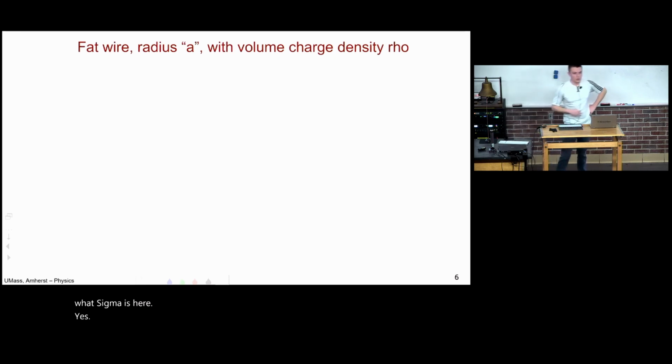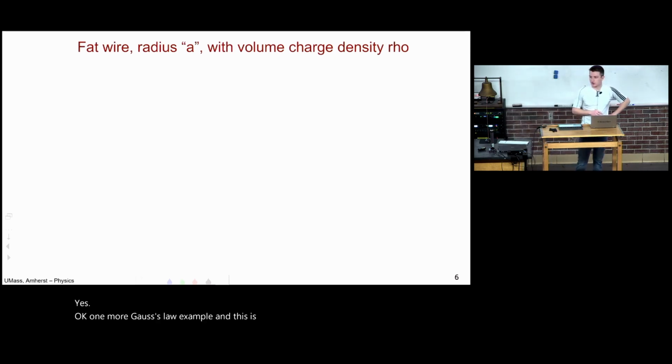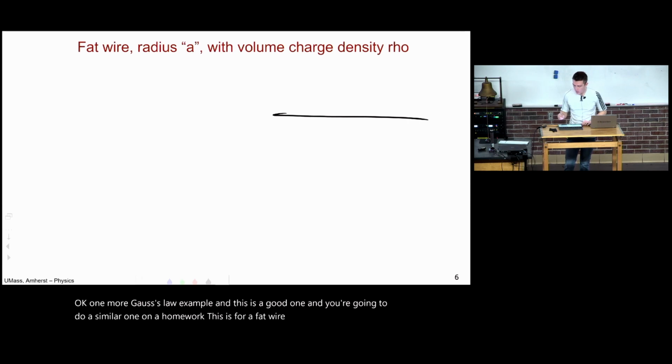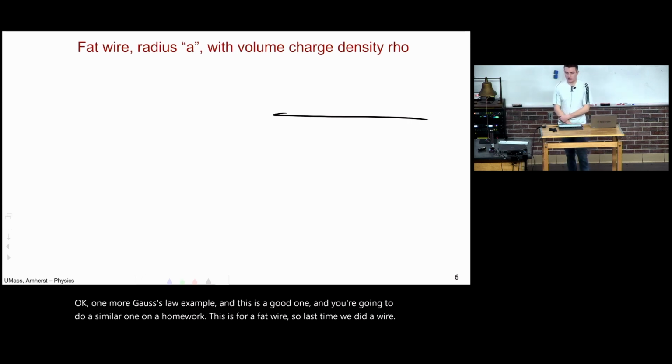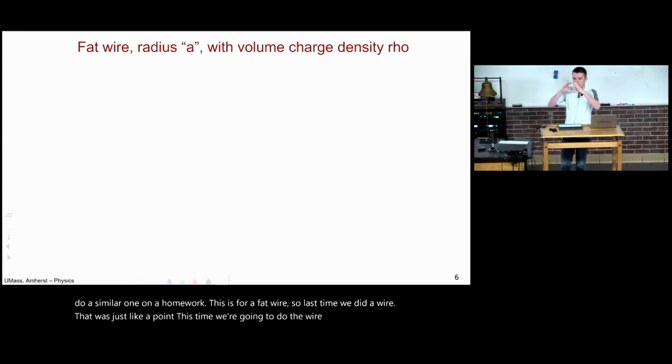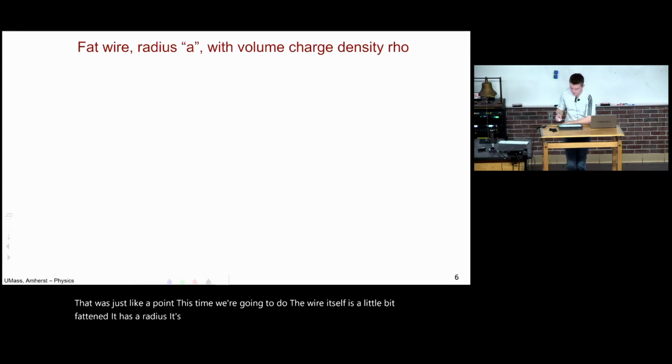Okay, one more Gauss's law example, and this is a good one, and you're going to do a similar one on a homework. This is for a fat wire. So last time we did a wire that was just like a point. This time we're going to do the wire itself is a little bit fattened. It has a radius. It's like a real wire. This is how real wires look.